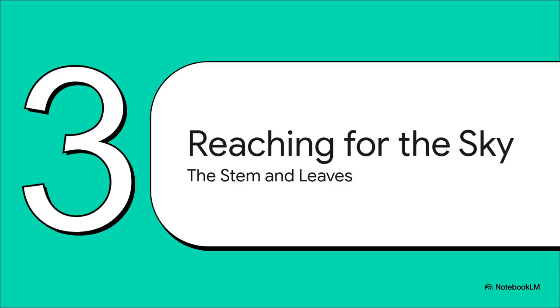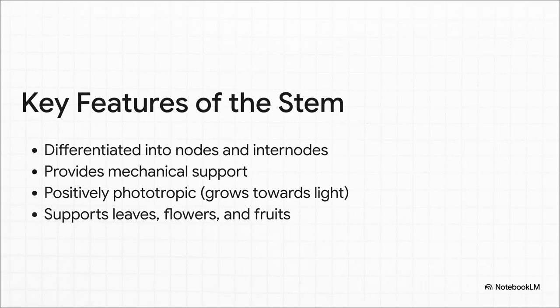Now let's move on up into the sunlight and see how the plant builds its world up high with its stem and leaves. The stem is basically the plant's main highway. It's built with nodes. Think of these as the exits where leaves and branches pop out, and internodes, which are the long stretches of highway in between. The stem gives the whole plant support, holding the leaves up to the sun, and it's positively phototropic, which is just a fancy way of saying it actively grows towards the light. Like that plant on your windowsill that's always leaning towards the window.